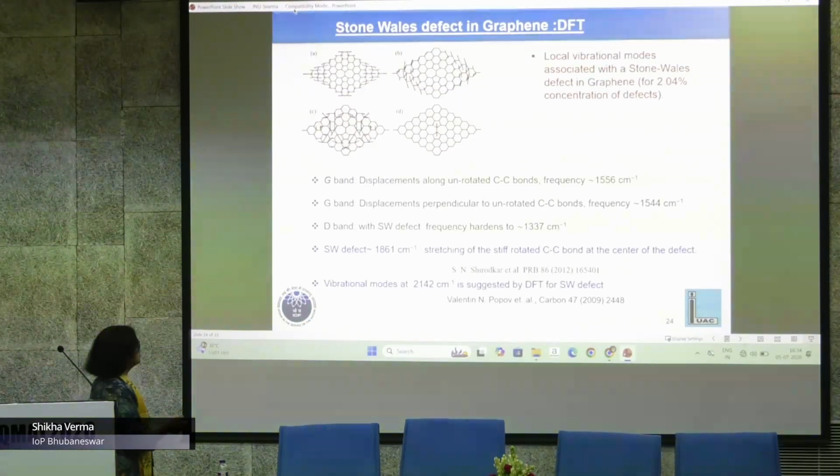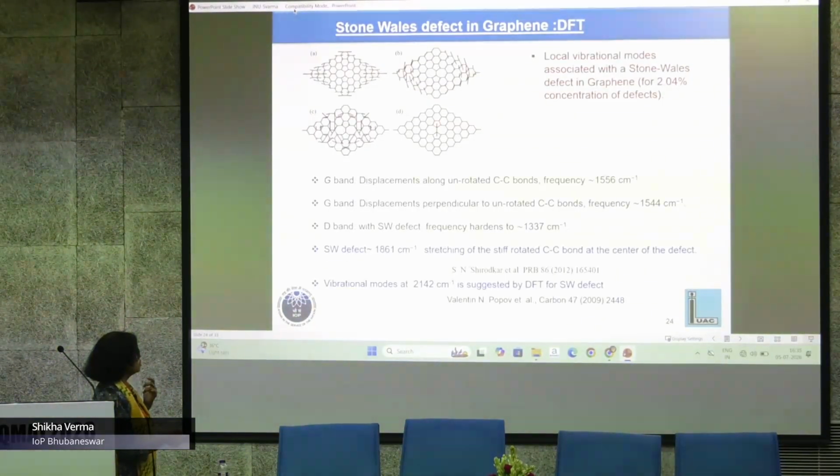And these are the DFT studies which basically show what all changes happen in the G band and the D band in the presence of SW defects. So the local vibration modes associated with the Stone-Wales defect in graphene, when there is something like 2% concentration of defects: G band displacement along the unrotated C-C bond will give a frequency of 1556, and displacement perpendicular to the unrotated C-C bond will give this. So these are the things one can check for what is happening to the G band, and the D band with SW defect will have this frequency. But most importantly is the appearance of this SW defect mode at this. But it's difficult to visualize when the various bands are overlapping.